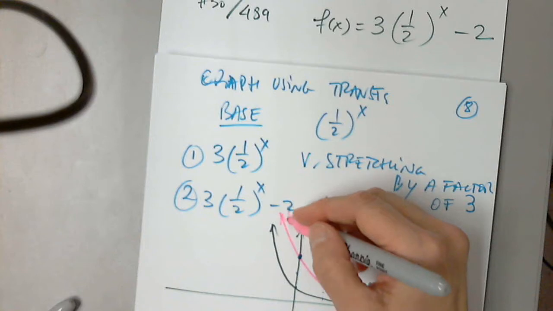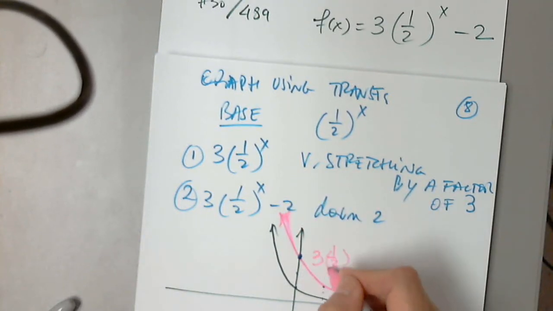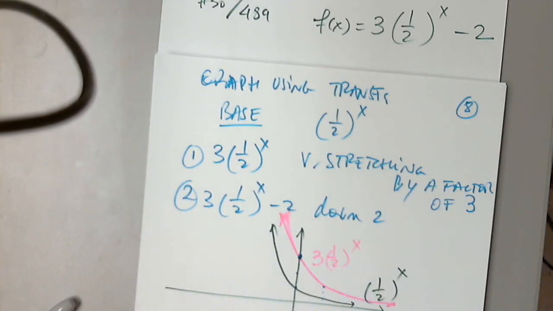So maybe it should be a little higher. So this is 3 times 1/2 to the x. But now I have to be careful because you said correctly, move it down 2. But I have to shift the horizontal asymptote first. Where do I shift it to?